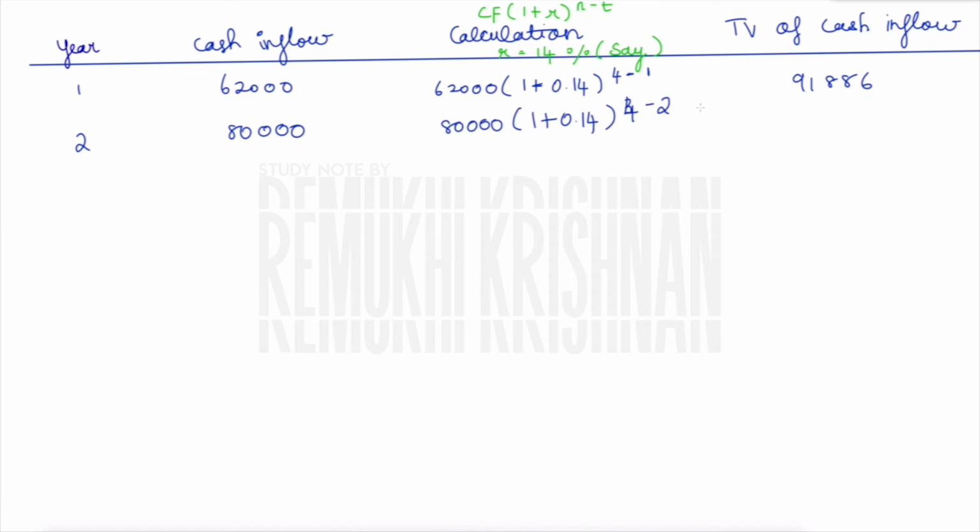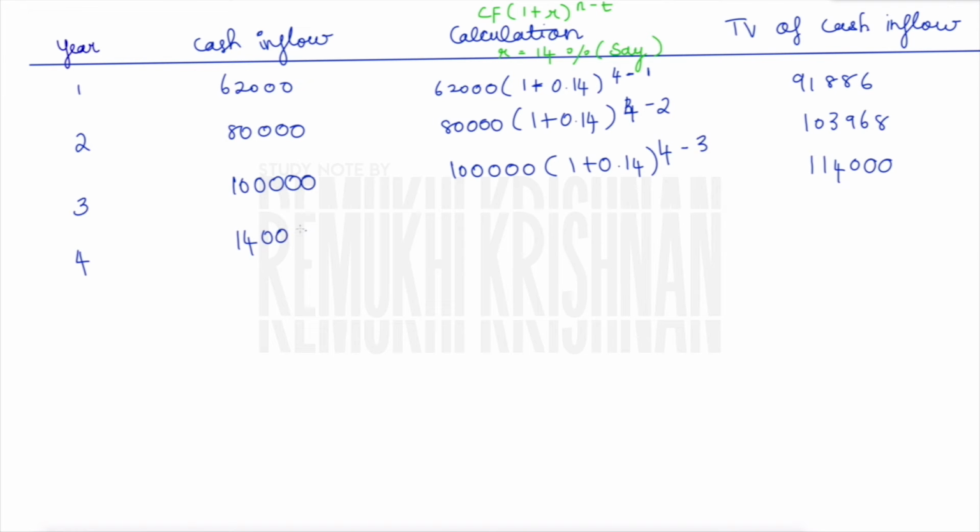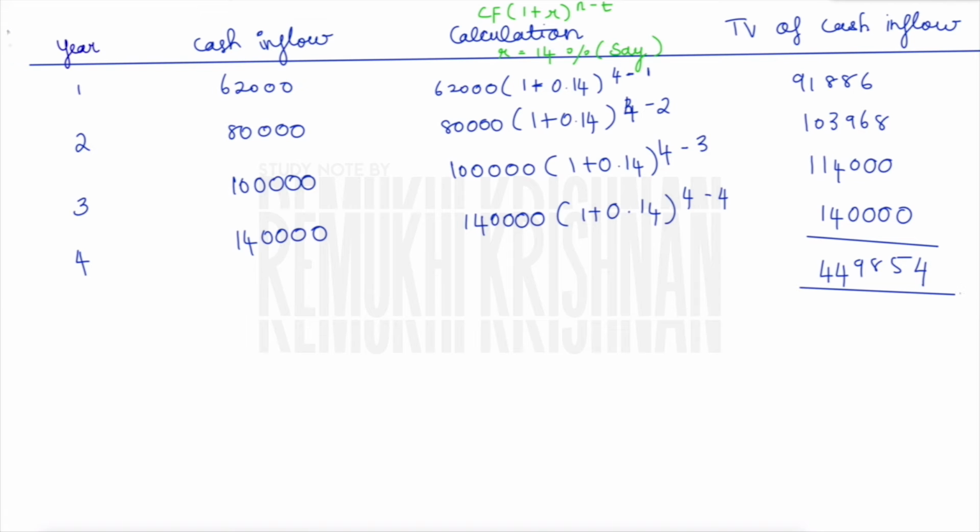A similar format applies for the second year, third year and fourth year. In the second year I'm using 4 minus 2, in the third year 4 minus 3, and in the last year 4 minus 4, which comes to 0. Again I will arrive at the same answer. So taking the summation of all these, you will have your terminal value of cash flow at the reinvestment rate. This is for project A.